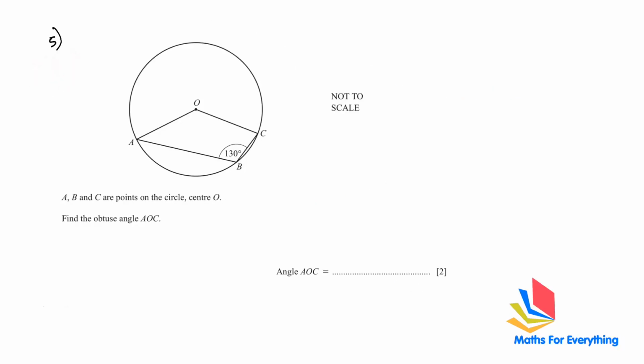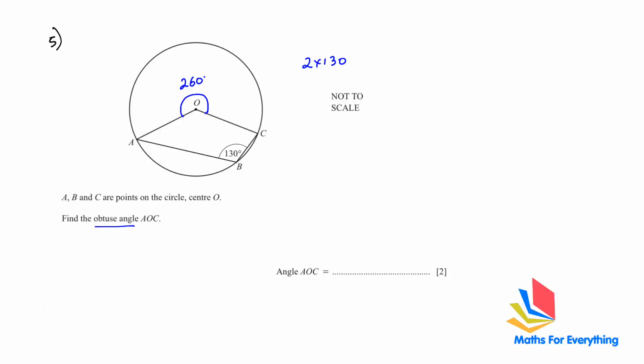Question number 5. A, B, and C are points on the circle with center O. Find the obtuse angle AOC. We know that the angle at the center is twice the angle at the circumference. So this angle here will be 2 times 130, which is 260. But we are looking at the obtuse angle. 260 is the reflex angle.